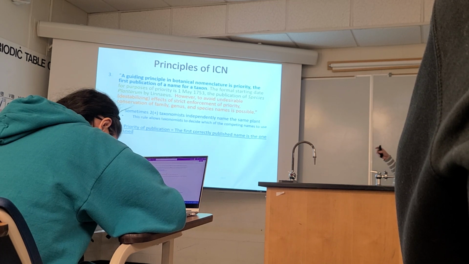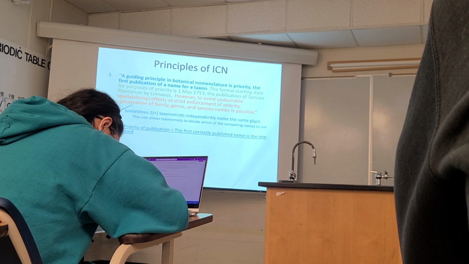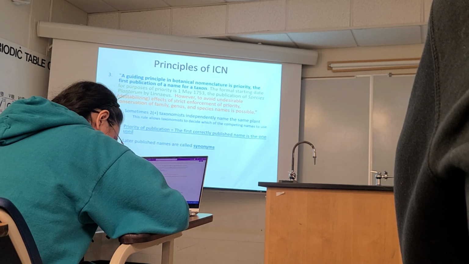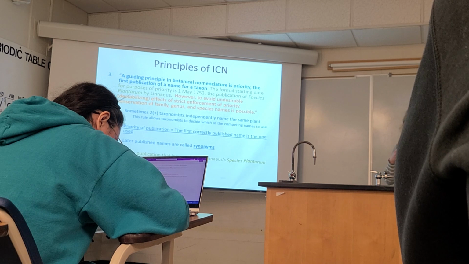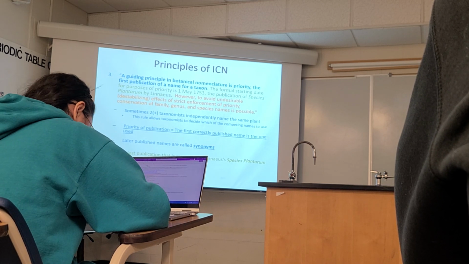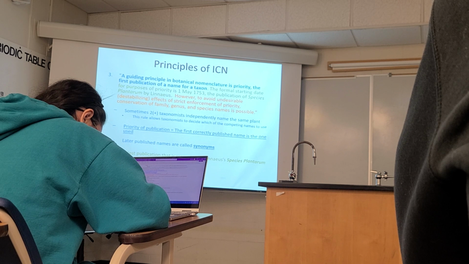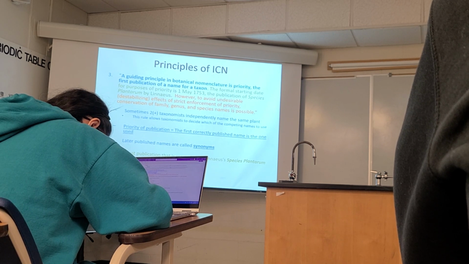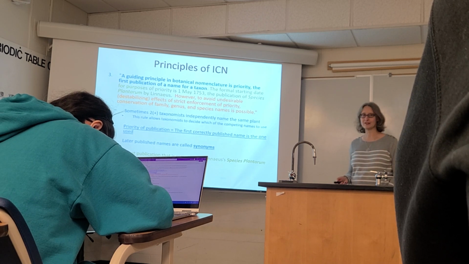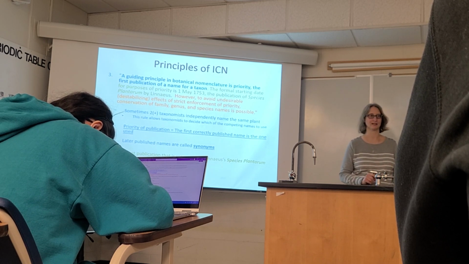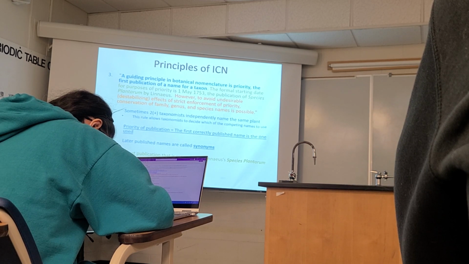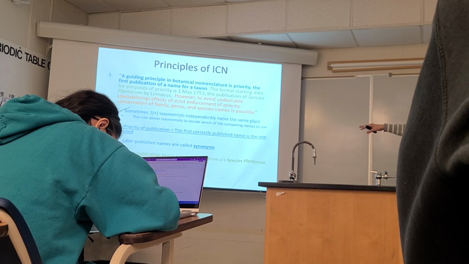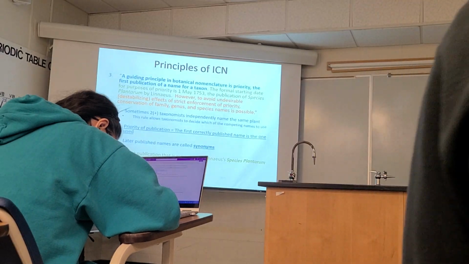Now the green section here, when it says the formal starting date for purposes of priority is May 1st, 1753, with the publication of Species Plantarum by Linnaeus. What this is essentially saying is that the first publication that they recognize as being a valid, verifiable publication, a true publication that's formatted correctly, is Linnaeus's book, Species Plantarum. So if it's in that, that's the name you're supposed to use. Right? Anything that was written before that is not considered a valid publication, at least for nomenclature purposes. Right? So this is the first one they recognize.